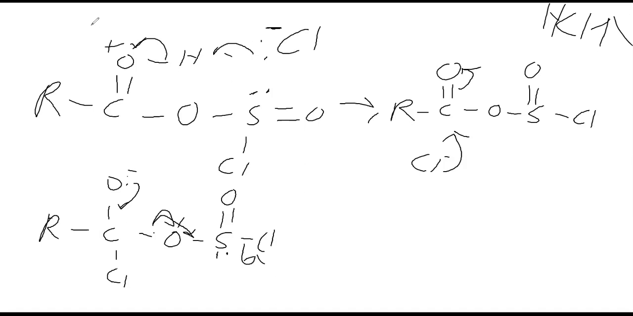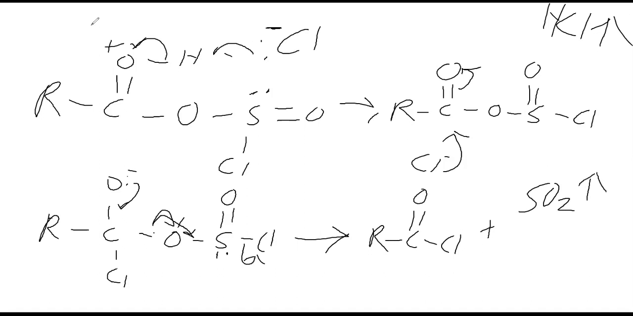would be back and forth, back and forth, back and forth. It's when we kick that guy off that we form our product, we lose our SO2 gas, and then, well, this leaves. This definitely leaves, whether the HCl left or not. We regenerate our chloride, which then can be used to keep the reaction going.